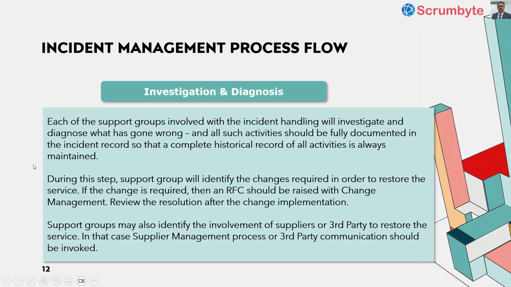Once it goes to the functional escalation, these support groups will basically help out with how to handle this particular incident. So different groups get involved. They will investigate what the incident is. They will try to diagnose what is going wrong, and they will completely document all the information. They will also look for some kind of historical evidence of something similar having happened, and so forth.